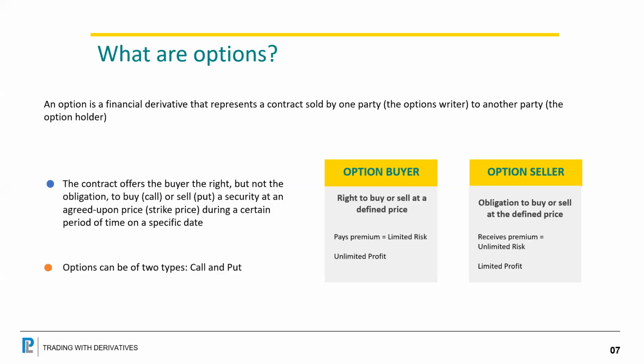So is everybody clear on what options are? Mainly we have two types: call options and put options, and the participants are option buyers and option sellers. Option buyers are people who buy by paying the premium. They have limited risk exposure and an unlimited profit scenario. Option sellers are the people who receive the premium, but they have limited profit and an unlimited risk scenario.